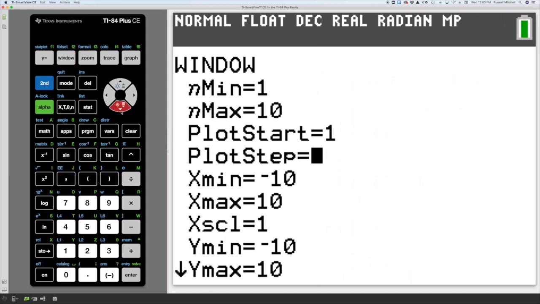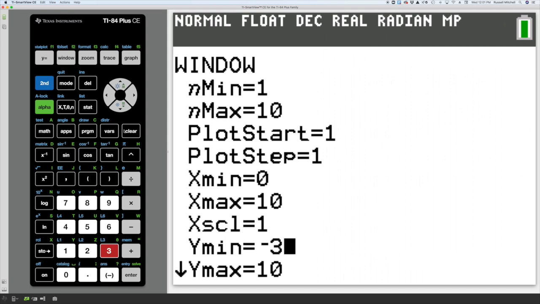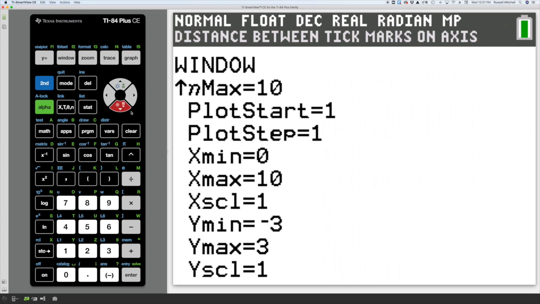because you could go further than 10, but x min, let's set that at 0, and x max, let's put that at 10, and then y scale at 1, y min, let's put that at negative 3. We're just going to start here with the y min being negative 3 and our y max being 3, and then y scale be 1s. And let's take a look at the graph of this.